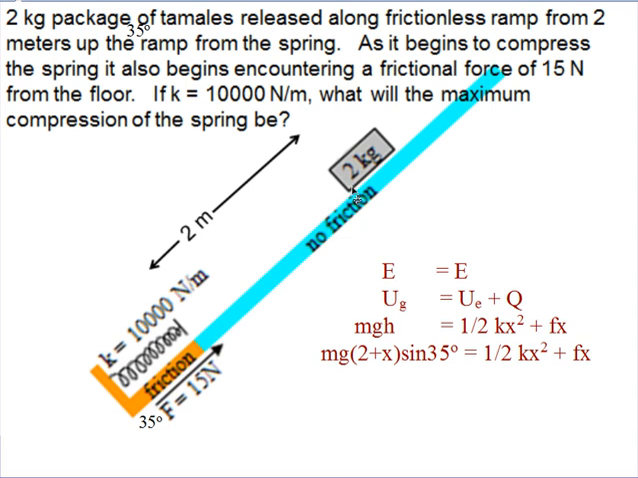But please be very careful. You need to not take this 2 meters times the sine of 35 to get the distance the box has fallen. You need to also consider that when we're at maximum compression, the box will have gone down just a little bit further. That the total height is x plus 2 times the sine of 35. That's how much further it went down when you reach the point of maximum compression.